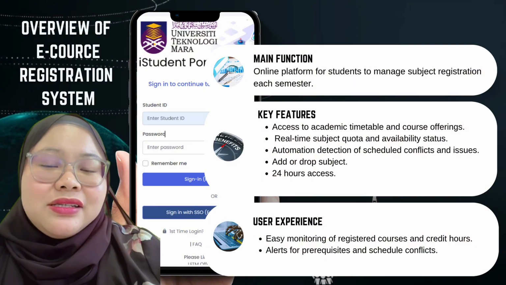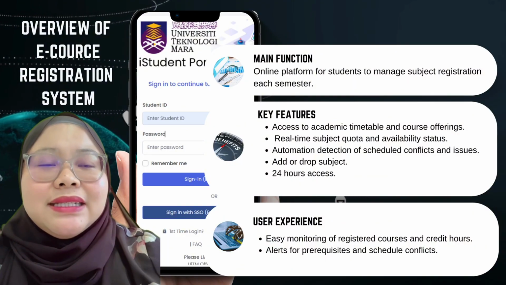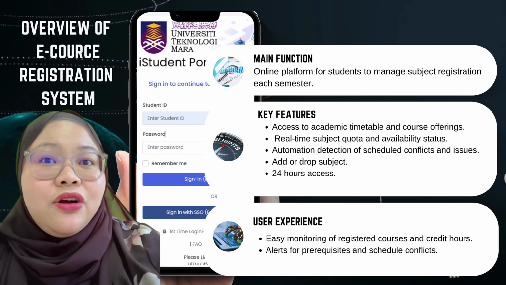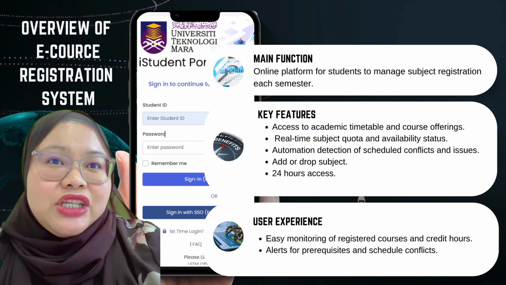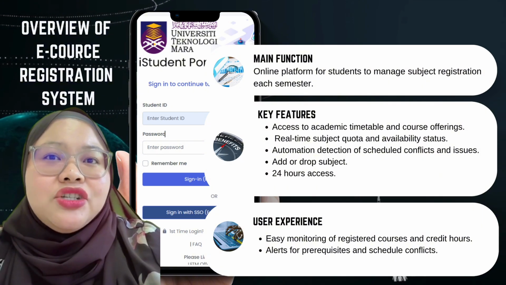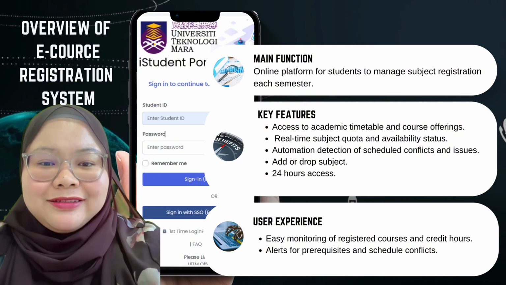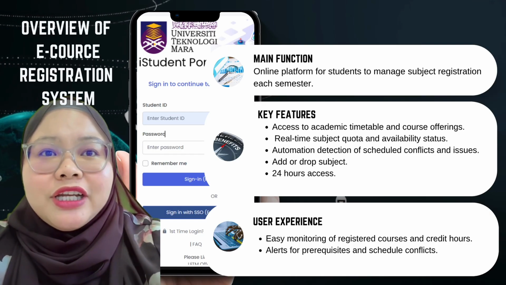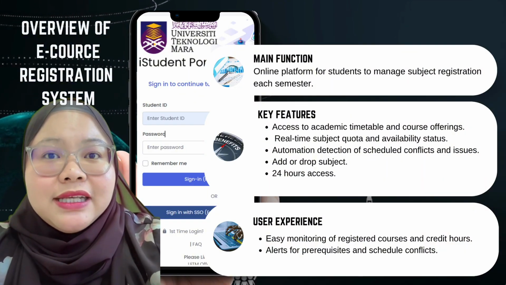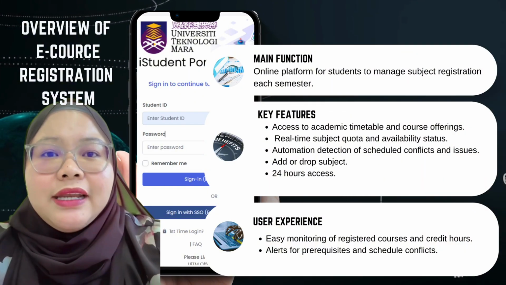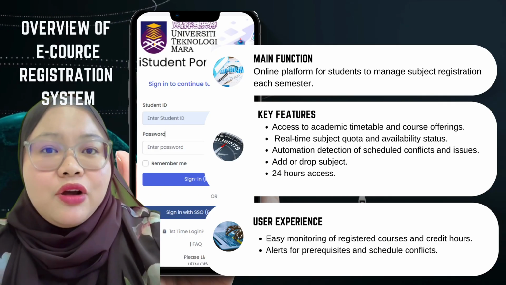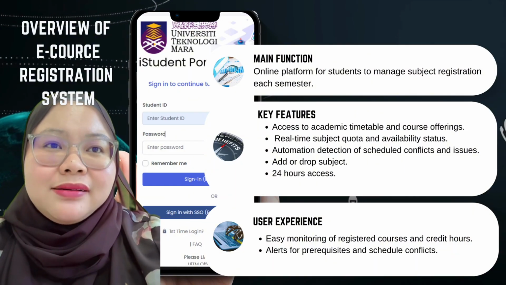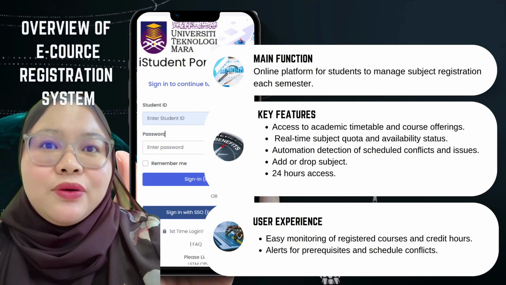The main function of the E-course Registration system is an online platform that helps students register for their courses each semester. It makes it easy for students to select and manage their courses from everywhere. The key features are access to academic timetables, real-time availability, automation of conflicts, add or drop courses, and 24-hour access. For user experience, the system allows students to easily monitor their registration status and credit hours.